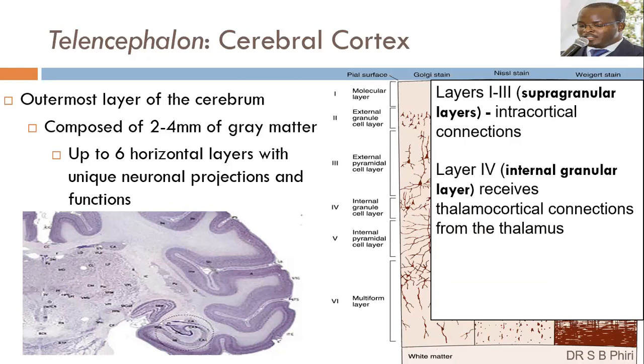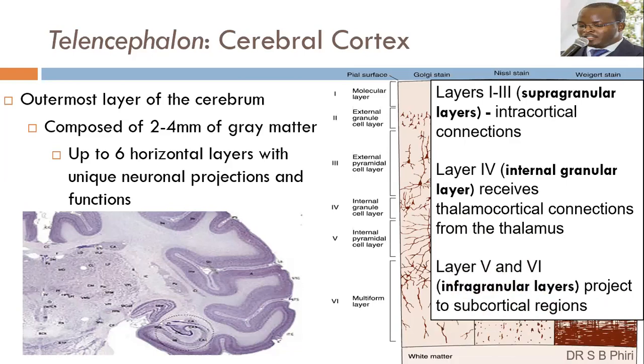Then layer number 4 is called the internal granular layer that receives thalamocortical connections from the thalamus. So the somatosensory neurons, the 3rd order neurons from the thalamus, will project to layer number 4, which is called the internal granular layer. This is where you find cells that will process information coming from the sensory receptors. Then after that, you have layer number 5 and 6. These are called the infragranular layer because they are below the internal granular layer.